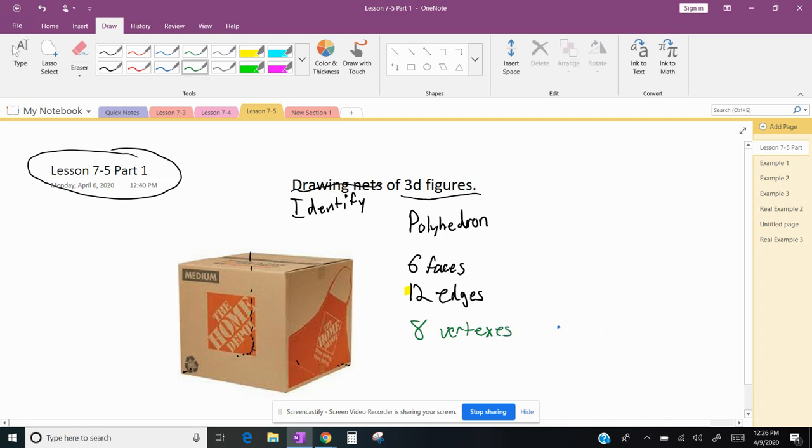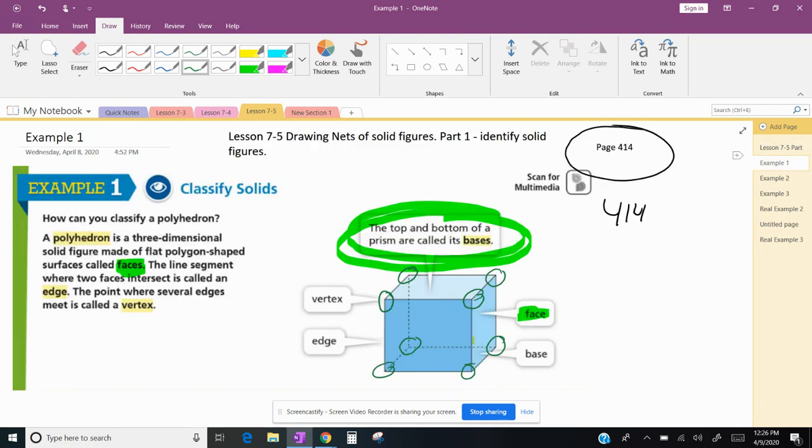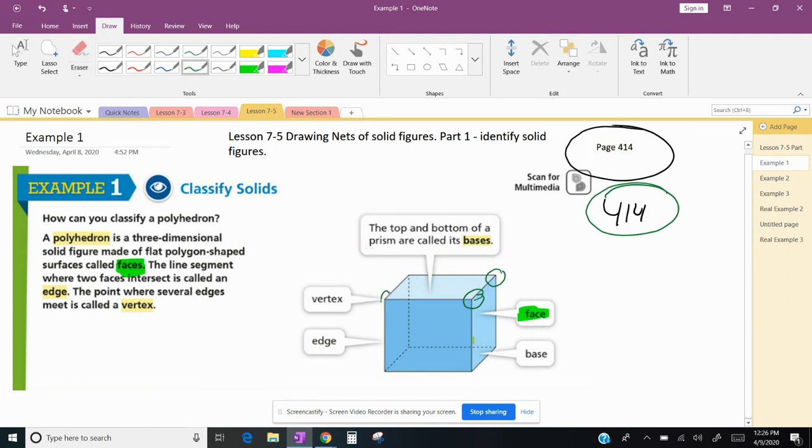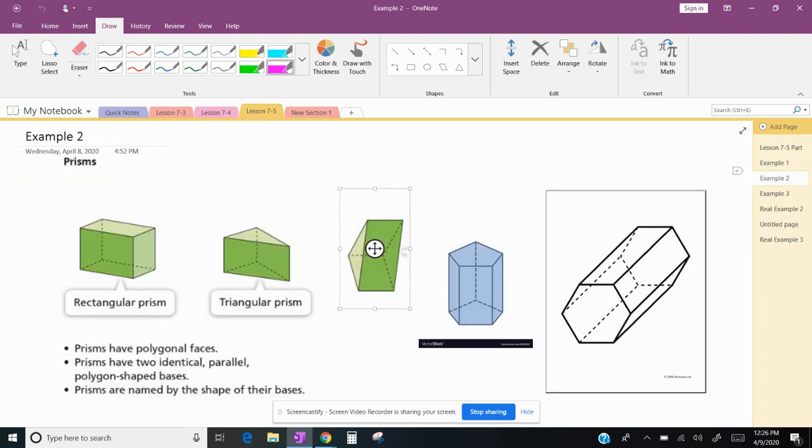Okay, so 8 vertex. So that's our polyhedron. We're going to be looking at faces, edges, and vertexes. And again, look at page 414 in your book, and it points to those examples. Okay? A vertex is the point, the edges are the sides right there, and a face is the whole entire flat part. All right?